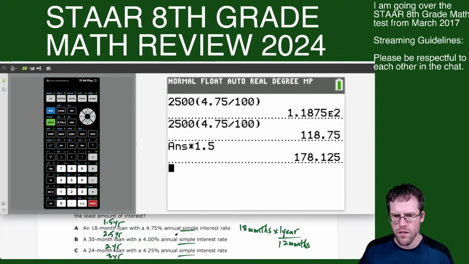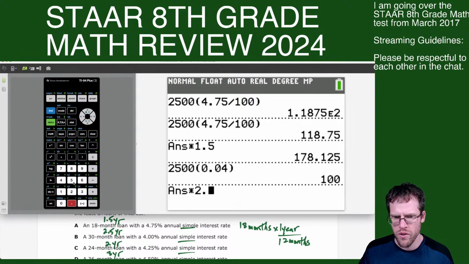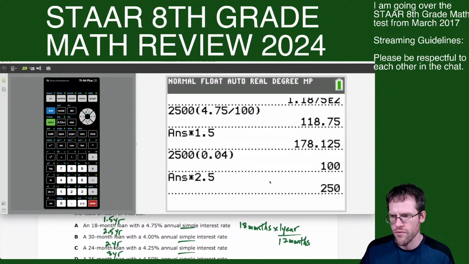Now, next, we could look at the 4% loan for 2.5 years. So it's still relative to the 2,500. So 2,500 and 4% is the same thing as 4 out of 100, or I could say times 0.04. And this time it's a 2.5 year loan. So I'm going to take this interest and go times 2.5 because this is $100 per year. So times 2.5 gives us this amount. Okay. And then I'm going to use that idea for the remaining ones.